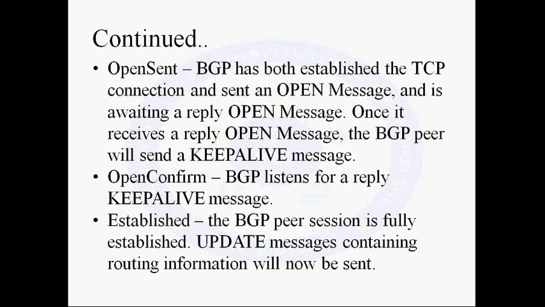Open sent: BGP has both established the TCP connection and sent an open message and is awaiting a reply open message. Once it receives the reply open message, the BGP pair will send a keep alive message. Open confirm: BGP listens for a reply keep alive message. Established: the BGP pair session is fully established. The update message containing routing information will now be sent.